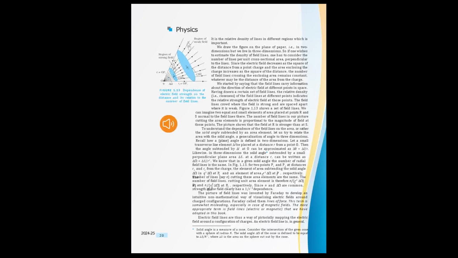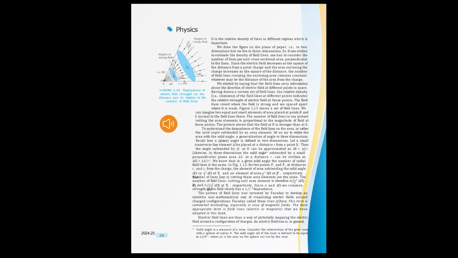Then the angle subtended by delta L at O can be approximated as delta theta equal to delta L by r. Likewise, in 3 dimensions, the solid angle subtended by a small perpendicular plane area delta S at a distance r can be written as delta omega equal to delta S by r square. We know that in a given solid angle, the number of radial field lines is the same.